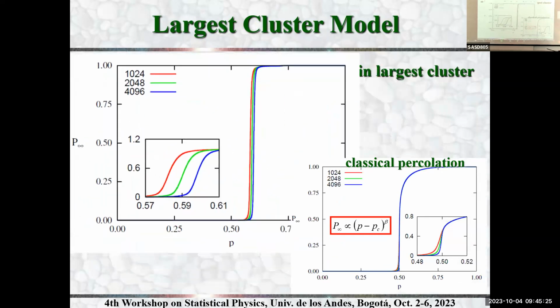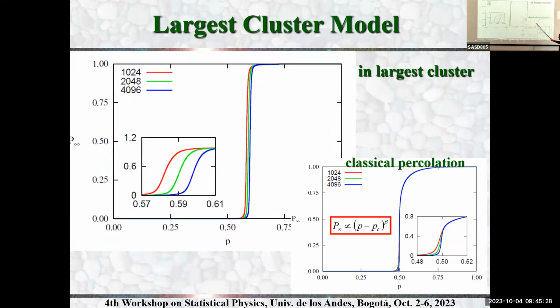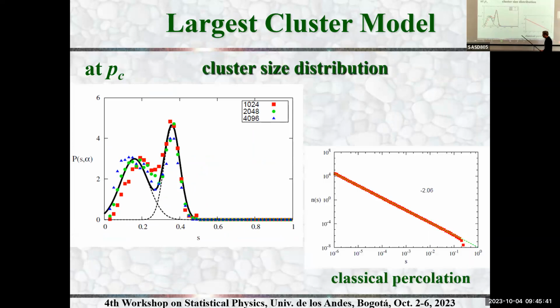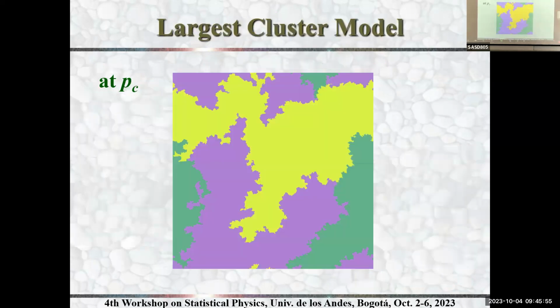And if you compare, this is the classical percolation. And you compare the distribution of cluster sizes, you find a bimodal distribution in this model, which is, of course, what you expect for a first order transition, while in classical percolation, you have a power law. So here, really, this has all the ingredients of a first order transition. And when you look at the clusters at the transition point, yes, you find this. You find that the clusters are compact.